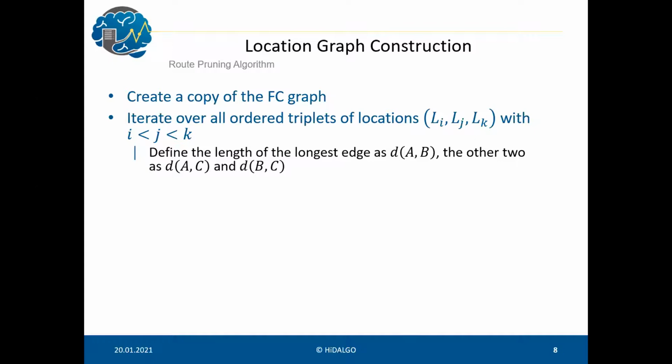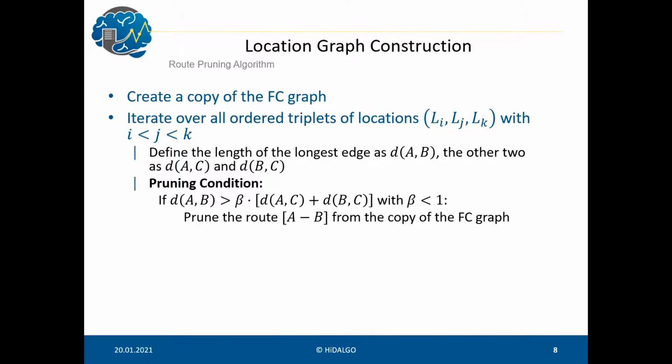At this point, we want to try to prune, or rather, we want to remove the side from A to B from the fully connected graph. And for that, we have a pruning condition. The pruning condition says that if the distance of the longest side is bigger than the sum of the distances of the two shorter sides, multiplied by a parameter beta, where beta is smaller than 1, we prune the route from A to B from the copy of the fully connected graph.